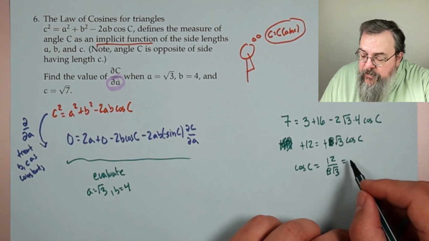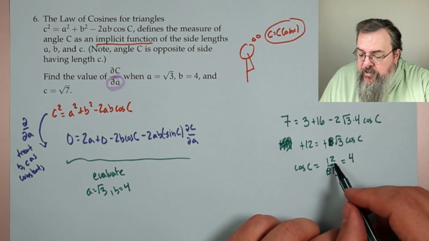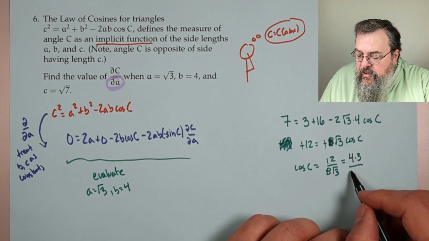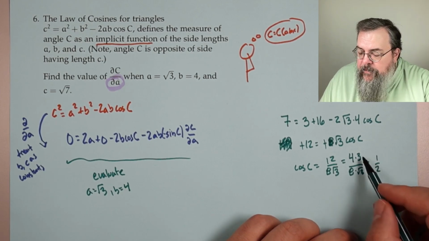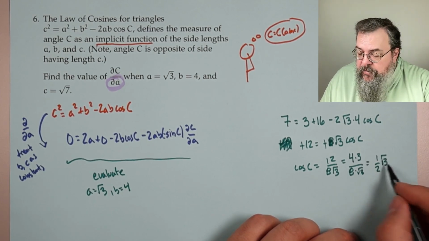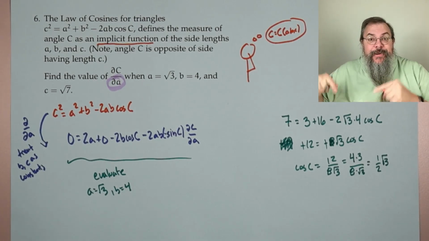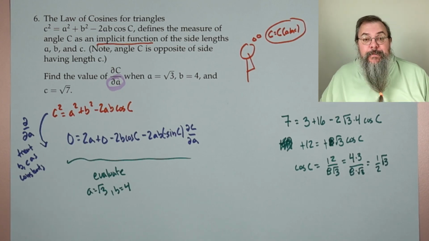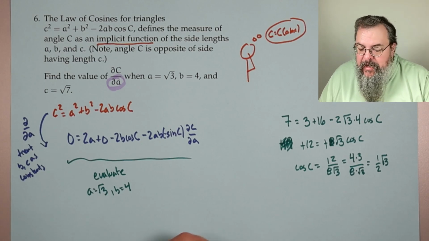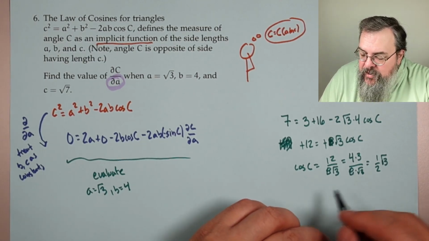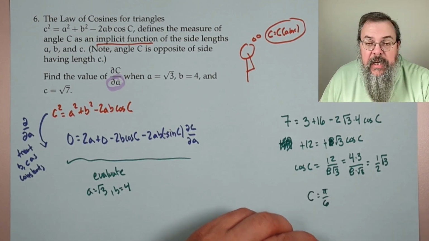Now, notice that 12 actually factors relatively nicely. That's 4 times 3 over 8 times square root of 3. Well, 4 into 8 gives you a half. 3 divided by square root of 3 is root 3. And now we're like, whoa, that's a number we recognize. We've seen this number before. So actually, we know cosine C. And so this turns out to say, oh, that says C is pi over 6.